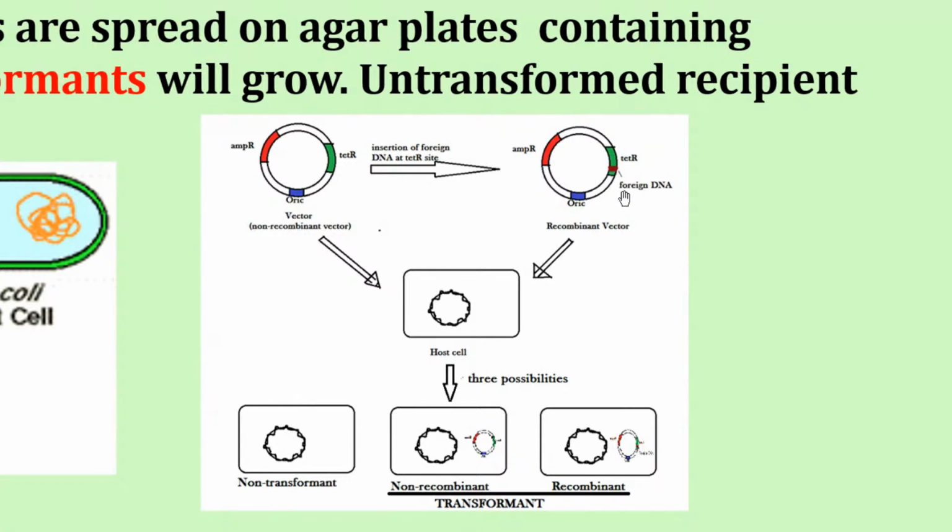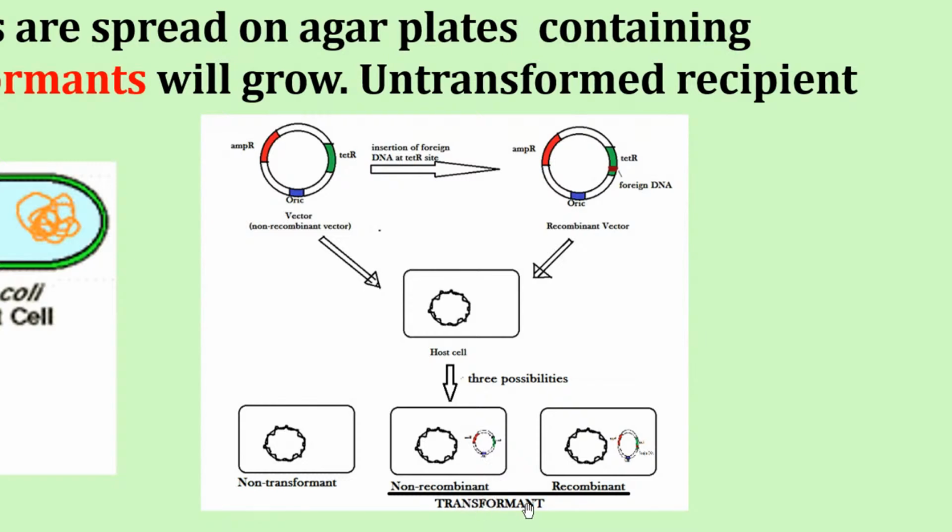Now here we will have two possibilities: either we will get a non-transformant or a transformant. In a non-transformant, we do not get the recombinant vector into the host cell. Suppose this is a host cell with its own black DNA, but we are not getting this DNA in it. This is called a non-transformant. But if we get this DNA in the host, this is called a transformant. I hope this is clear to everyone: in a non-transformant we get nothing, and in a transformant we get at least something.